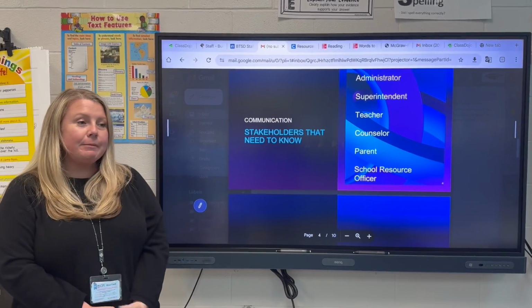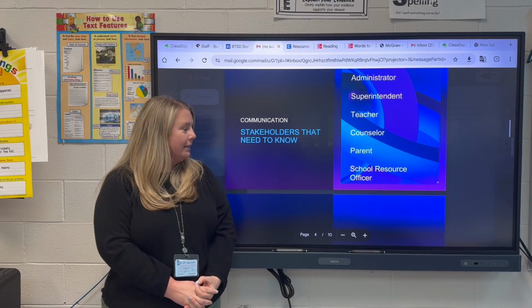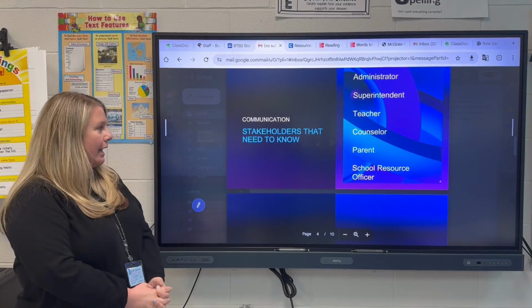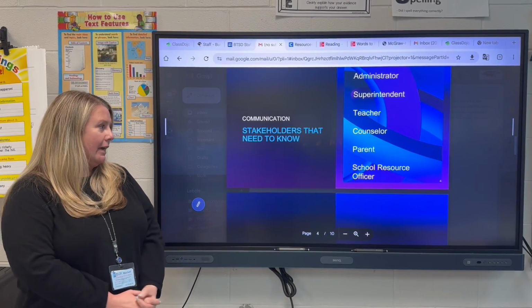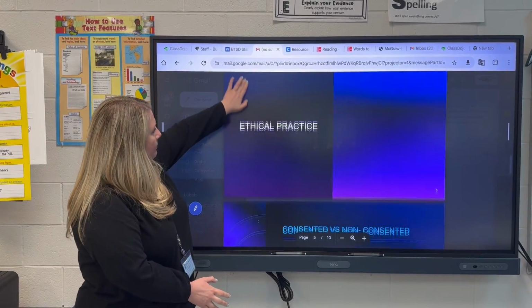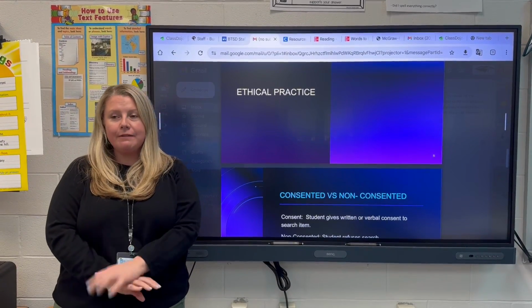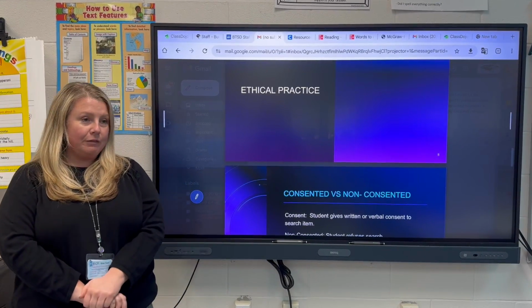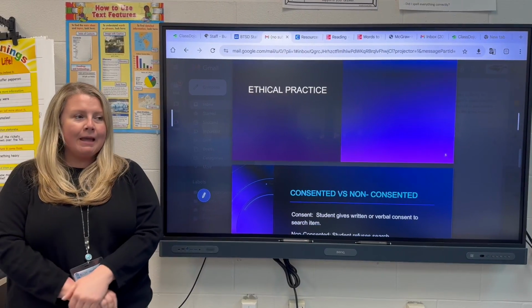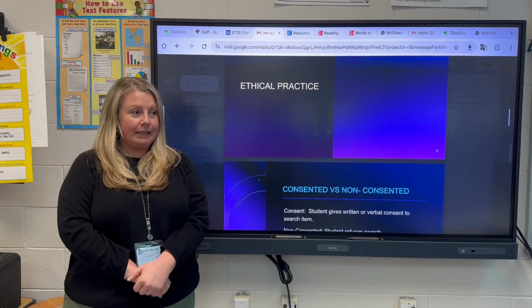Stakeholders that need to be aware of a search would be an administrator, the superintendent, the students' teachers, a counselor, the parents, and our school resource officer. It is important to do a search in an ethical, private way so that the student still feels as safe as possible. Searches with consent usually are a little easier.